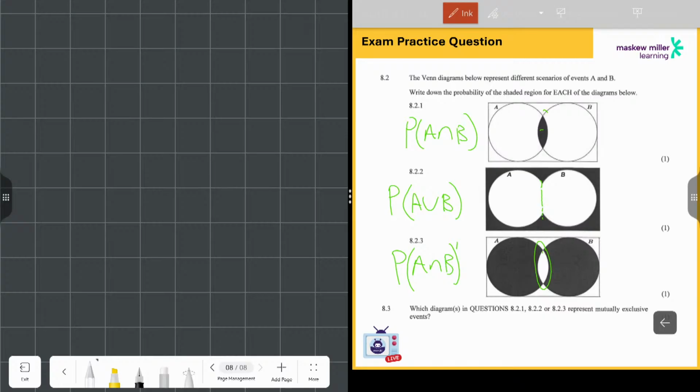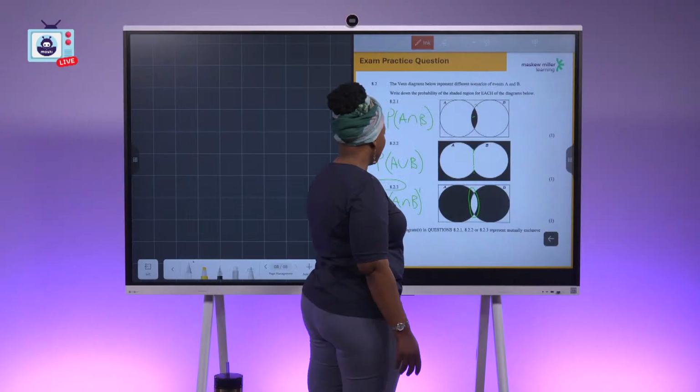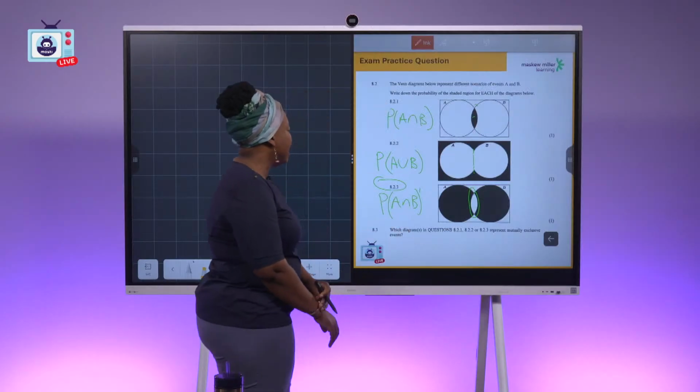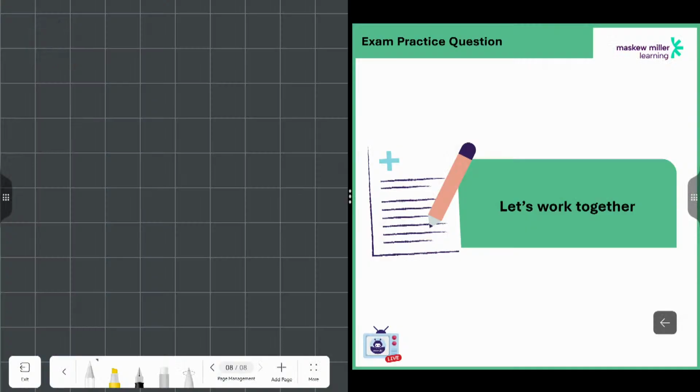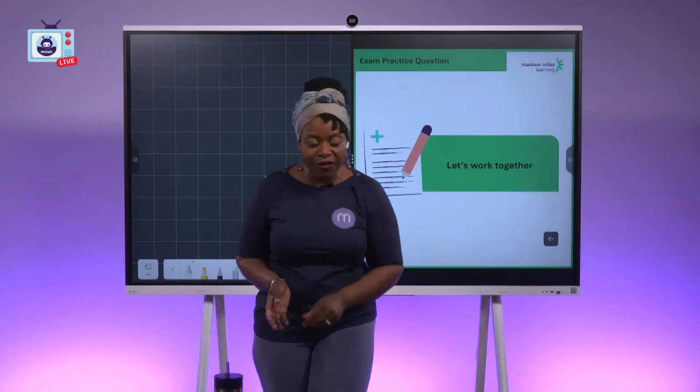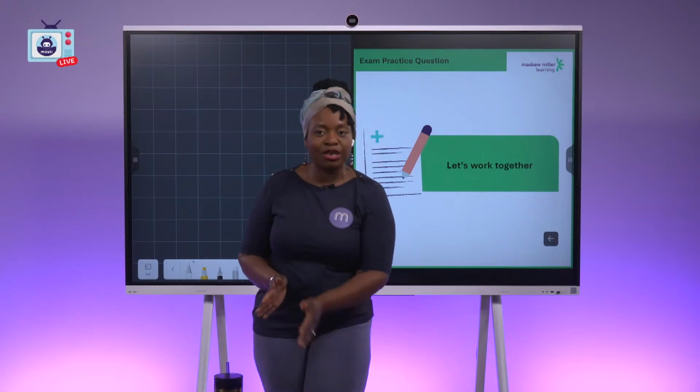Okay. And then they say which diagram in these questions represents mutually exclusive events. The one that does not have the intersection is the one that is mutually exclusive, and that will leave us with the third one, because there's no intersection in that one at all, right? I'm sure that you guys have seen that, and you will be able to go and do more questions with that. We do have many questions that we would like you guys to do.